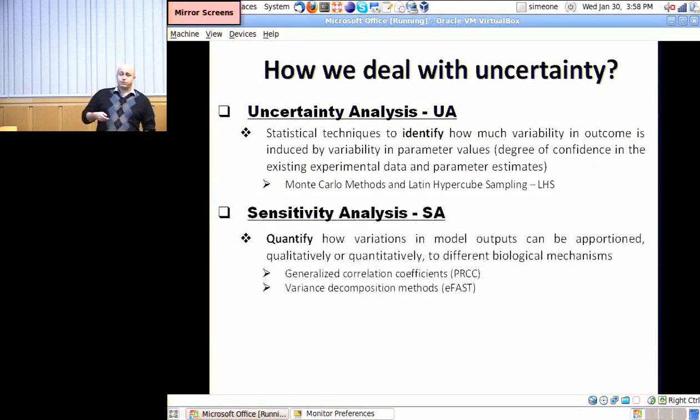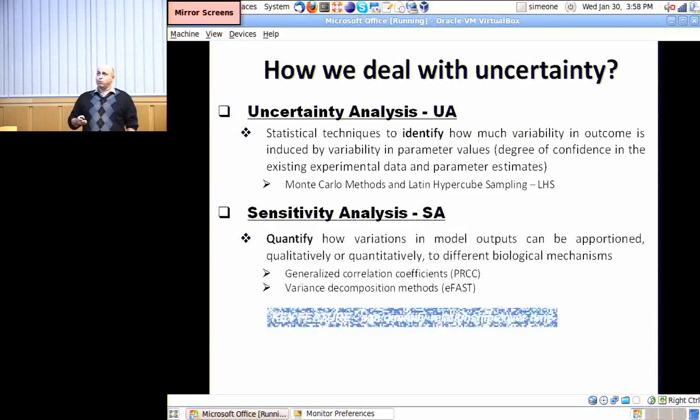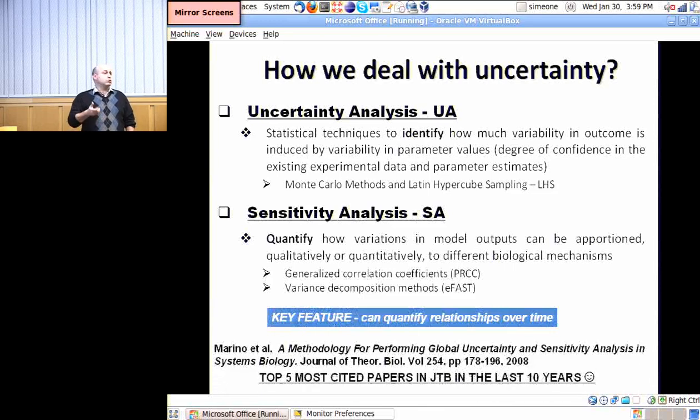After the outputs are generated, what we want to do is quantify the variation in the output we're looking at. An output could be the total number of bacteria. We want to apportion this variation to different biological mechanisms, and we use generalized correlation coefficients or variance decomposition methods for that.